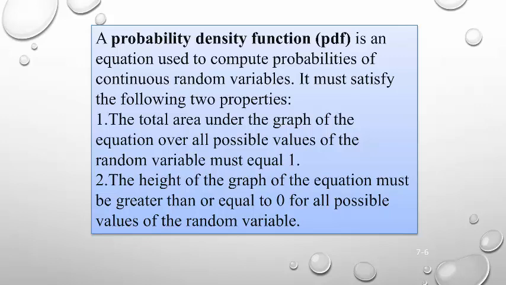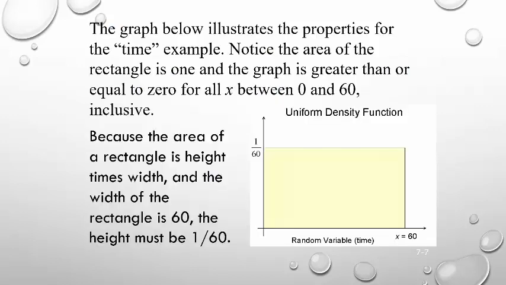Interesting. The height of the graph of the equation must be greater than or equal to 0 for all possible values of the random variable. The reason is, if you think about what I just said, how we're going to relate it to proportions and probabilities, you can't have negative probabilities or proportions. All right, so here's what we want to do. The graph below illustrates the properties of that time example. If you look here, we have this rectangle. Along the x-axis is the random variable, and there are 60 of them.